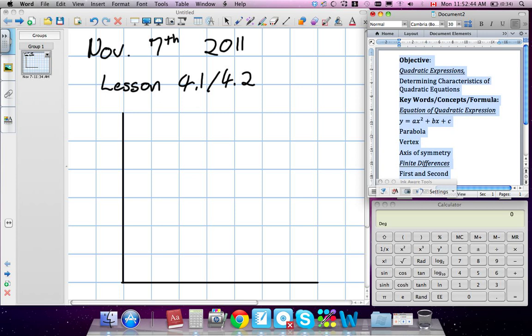We're going to have to make that font a little smaller. Oh, no, we won't. First and second differences. Okay. Now, the first thing we're going to talk about is lines of best fit.